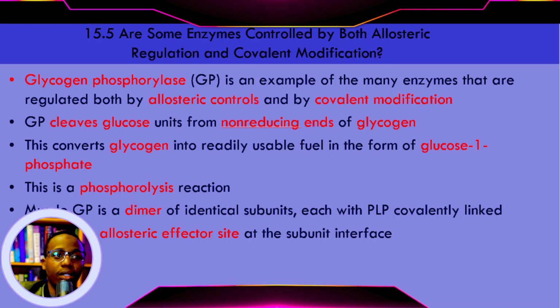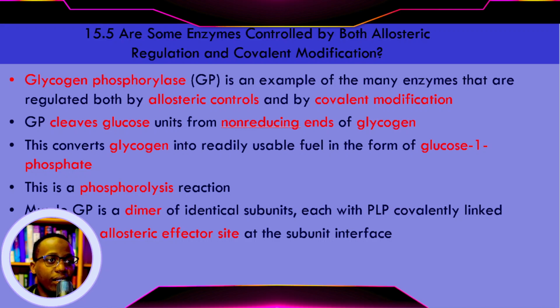Glycogen phosphorylase, and we'll call it GP as well, is an example of many enzymes that are regulated by allosteric control. So we've talked about allosteric enzymes. This is a big example of an allosteric enzyme, and it's regulated by both allosteric controls and covalent modification. So this is a good example for allosteric and covalent modification that we looked at.